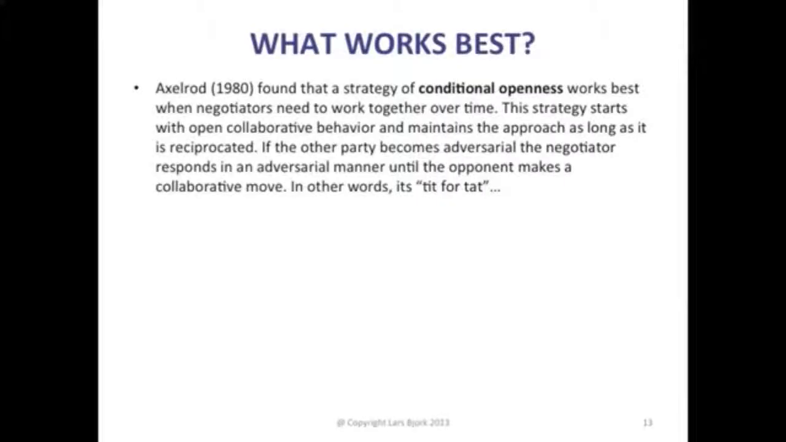If you have to work with these individuals again, try to avoid scorched earth tactics that will jeopardize building networks and coalitions in the future. An important question to ask is, what works? Axelrod found that a strategy of conditional openness works best when negotiators need to work together over time. This strategy starts with open collaborative behavior and maintains the approach as long as it is reciprocated. If the other party becomes adversarial, the negotiator responds in an adversarial manner until the opponent makes a collaborative move. In other words, it's tit for tat.